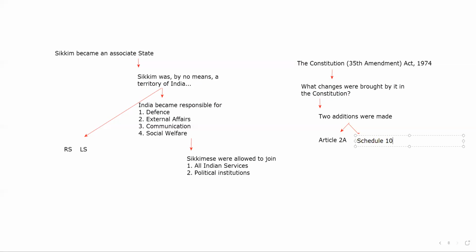As far as Article 2A was concerned, it was to provide for the associate state. And in Schedule 10, the subjects were mentioned, which subjects of Sikkim will be taken care of by India, and all the residuary powers were vested in the Assembly of Sikkim.